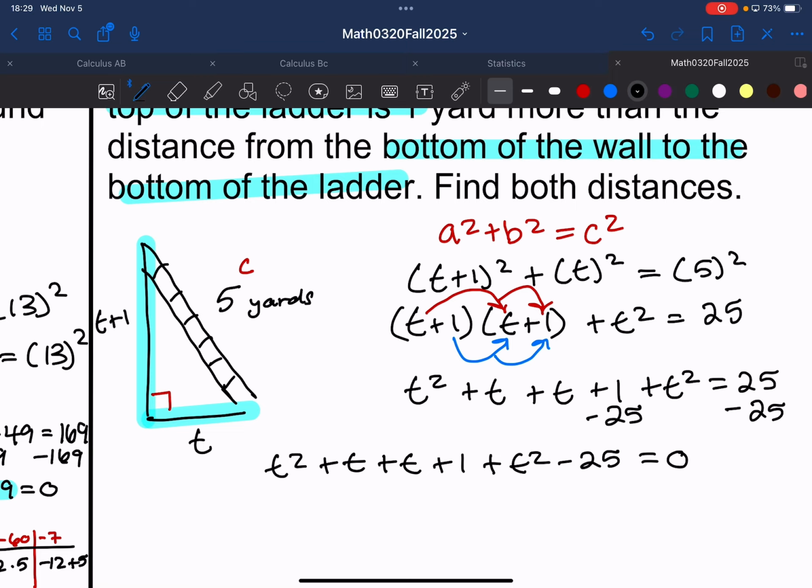Okay, so combine like terms. What terms are alike? The t squareds, the 2 t squareds, and then what else? Those two t's. The t's, and what else? The numbers, the 1 and the negative 25. So t squared plus t squared is 2t squared, t plus t is plus 2t, because we're adding them together. And then 1 minus 25 is negative 24, equals 0. Okay, what's the next step?